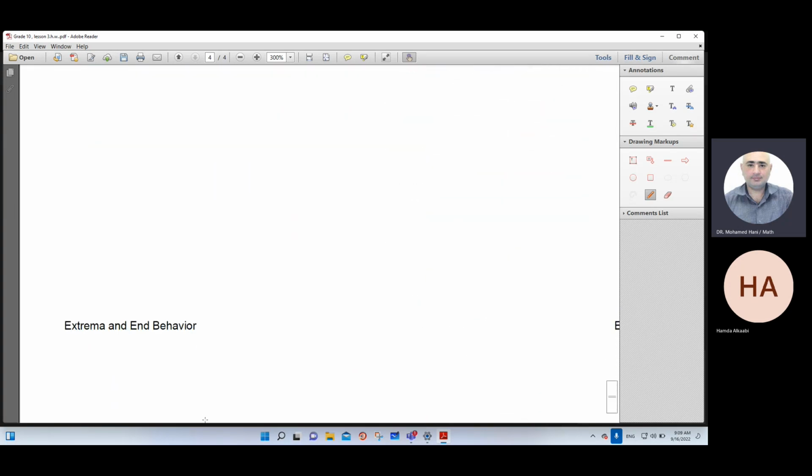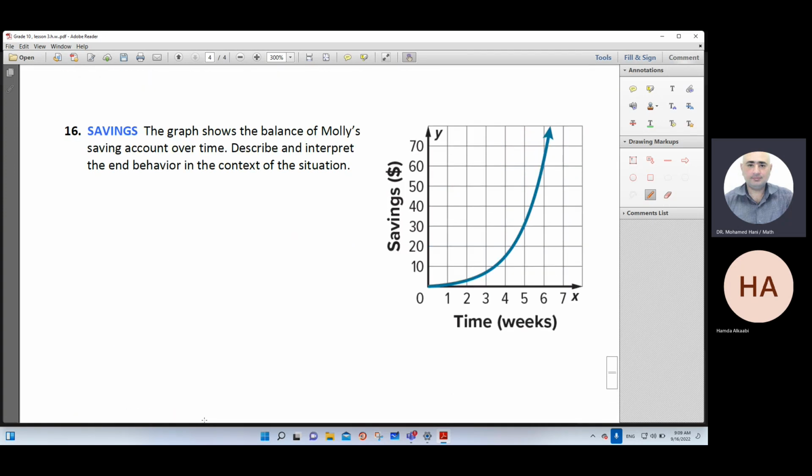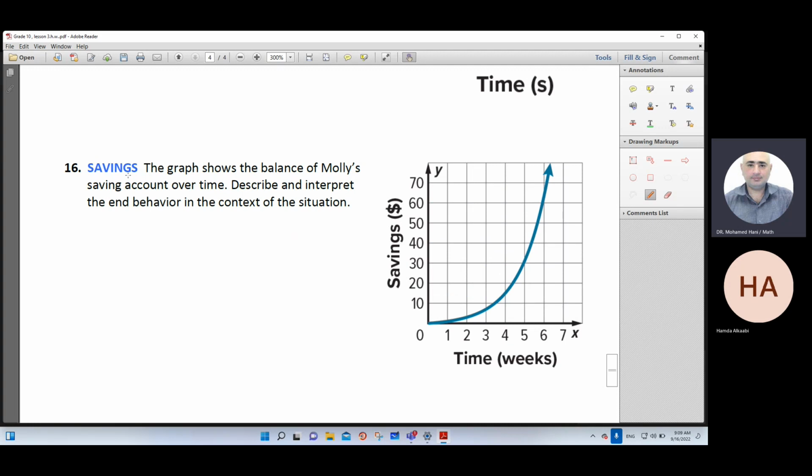Okay, for number 16, the graph shows the balance of money in a savings account over time. Describe and interpret the end behavior in the context of the situation. Who can tell me what is the end behavior here in this graph?